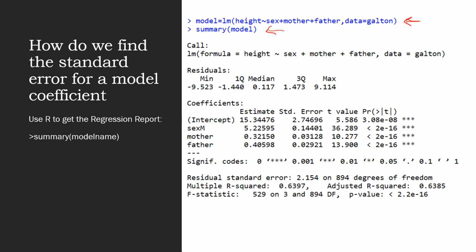Some of it we're not ready to use yet, but we can see that we've got the estimates for my intercept and for each of my coefficients. And it's also giving me the standard error. Now these t values that we have over here, we're going to ignore those for now. Those are not t star values and they're not confidence interval values. Those are relating to hypothesis testing, which we're going to start talking about in the next chapter. But for now, we're using this regression report to find the standard error for each of these different coefficients in our model.